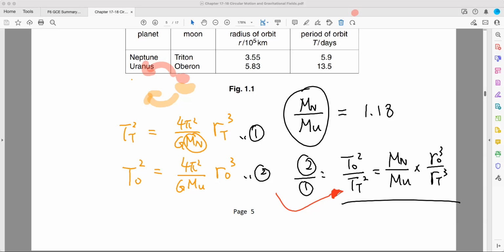For T squared, do I square the days or do I square both? Both. The total T is 5.9 times this one, and T square is this one total square. So why in the other one is...? That one is just km cubed. Oh, so we are like, yeah.